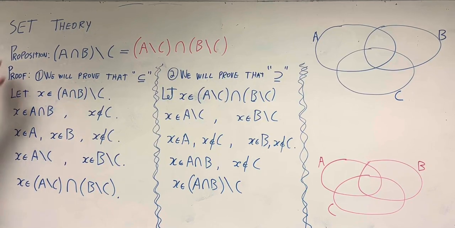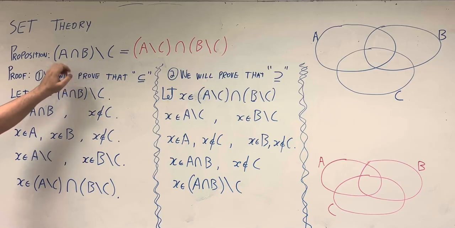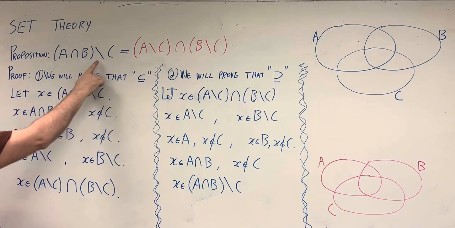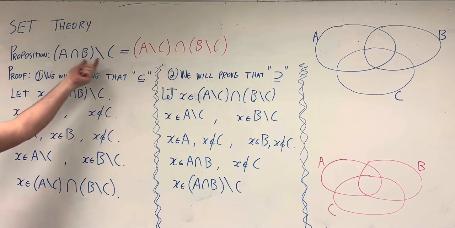Okay, so let's talk about set theory today. I will show this fantastic result about intersection of sets and the difference of sets. As you know, the intersection tells me which elements belong to both sets, and the difference, given by this symbol, tells me what elements belong to this set but not this set.